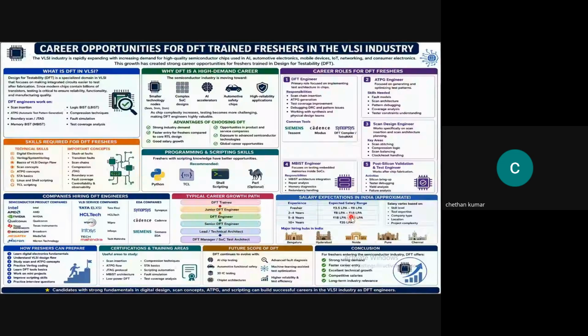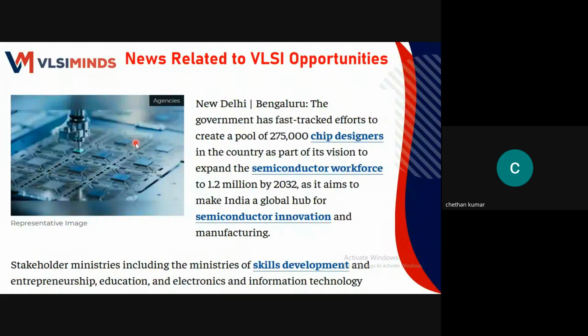How do we prepare? You have to concentrate on practical learning, learn to use the tools efficiently, and work on your own projects. All this will guide you. That is about it from my side, and this is some news related to VLSI opportunities.